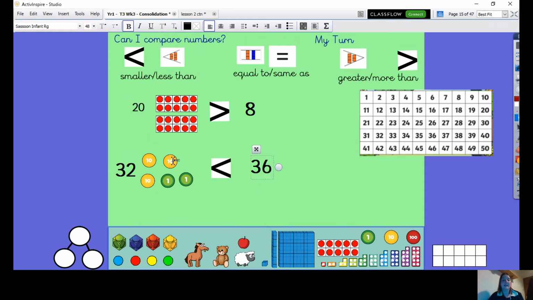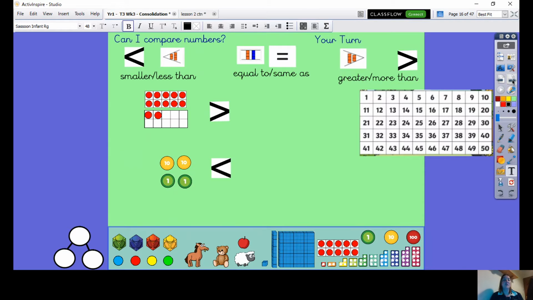So if I read my number sentence now, this is saying to me that 32 is less than 36. Yes, that's true. Or you could say 32 is less than 50. Or 32 is smaller or less than 43. And again, I bet you can tell me some other numbers that could go in there as well.